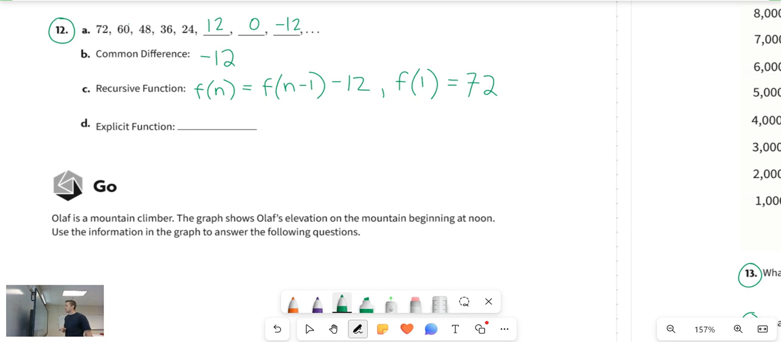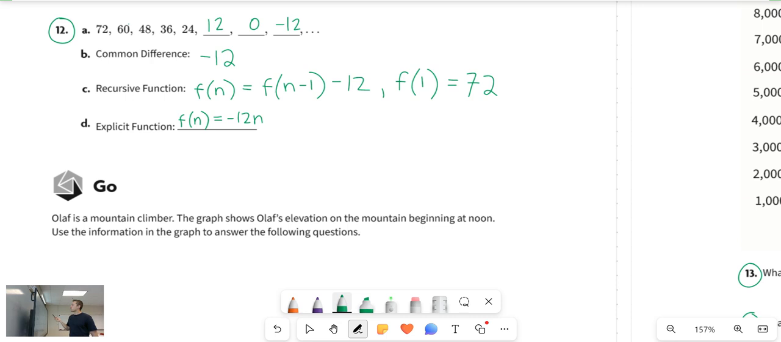Okay. And our explicit function, we're going to have f of n equals, now we're going down 12 each time, so it's definitely going to be -12n, because that's what our step is. -12n. But what do we start at?